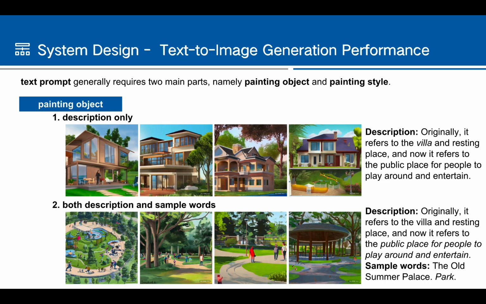To be specific, the presentation of Figure 1 focuses on the non-critical word villa from the description, while Figure 2 gets well understanding of both park from sample words and public place for people to play around and entertain from the description. It may be because the description tends to be abstract, while the sample words could provide more specific hints.